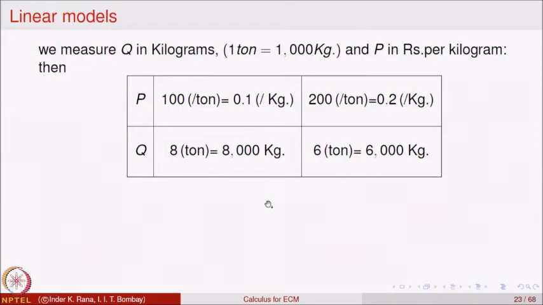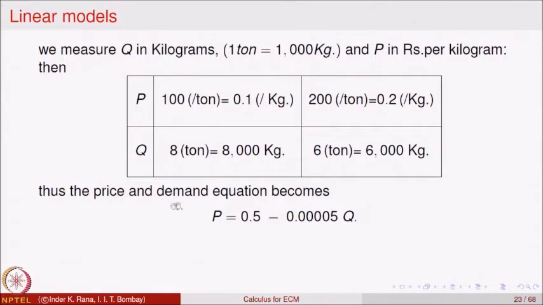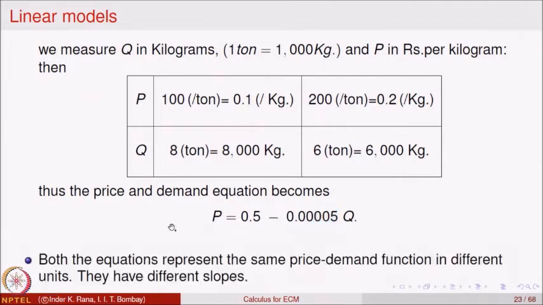Once you do that, we convert the relation. Thus the price and demand equation becomes P equals 0.5 minus 0.00005 Q. Here Q is in kilograms and P is price per kilogram. So, this is what the equation becomes, and now you see the slope has changed, because the units have changed. Both equations represent the same price and demand function, the original also represents the same price and demand, but in different units.